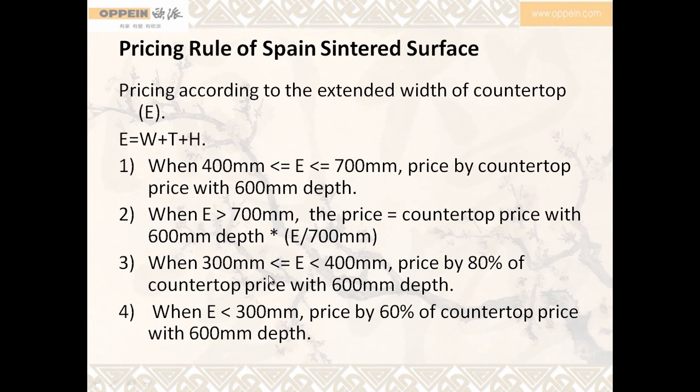3. When E is more than 300 millimeters and less than 400 millimeters. Priced by 80% of countertop price with 600 millimeters depth. 4. When E is less than 300 millimeters. Priced by 60% of countertop price with 600 millimeters depth.